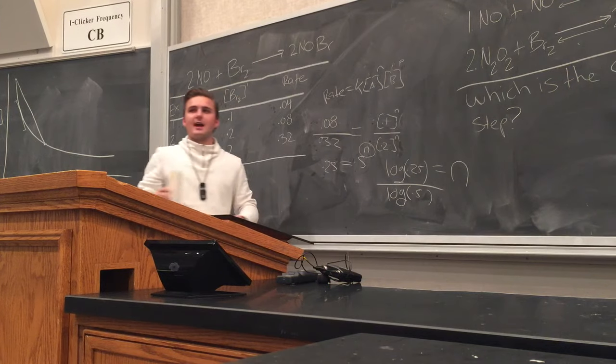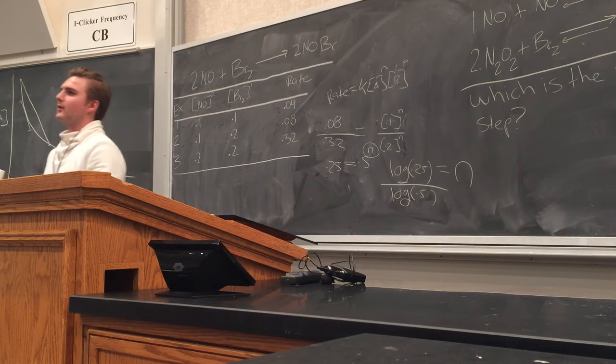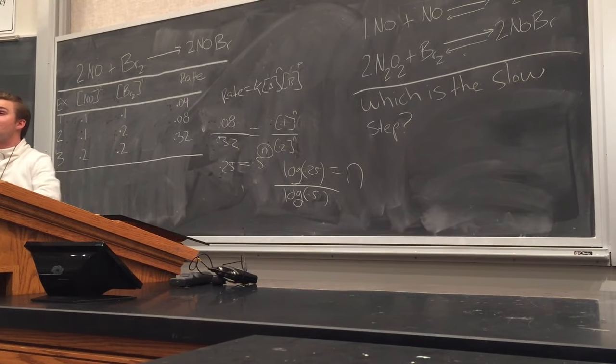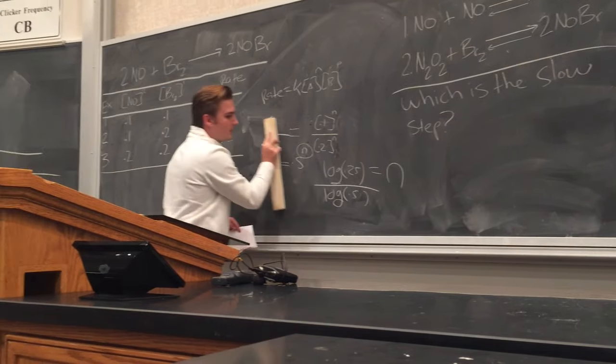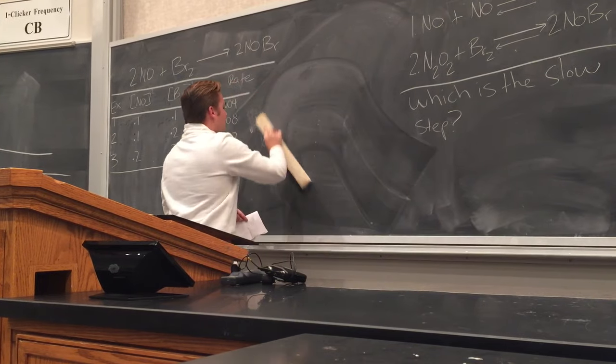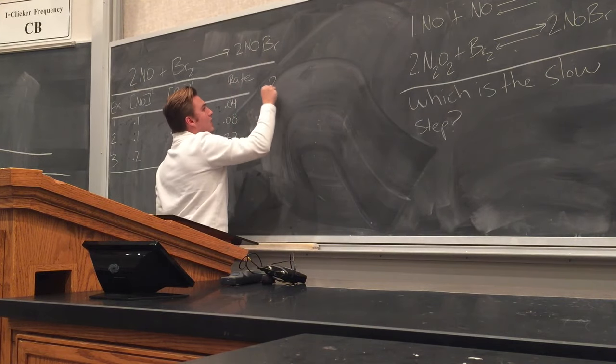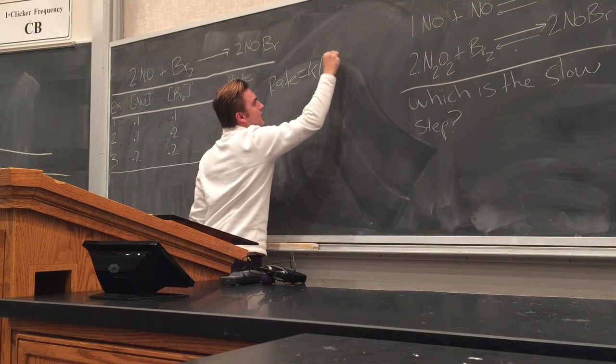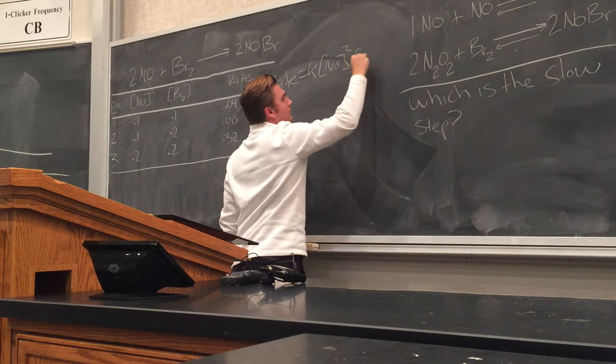Are there any questions with that? You guys have done problems like this. This is just to solidify in your minds that you can do that process with any of them, okay? All right. So now that I know what the rate law mostly is, I have my rate is equal to k times NO squared.